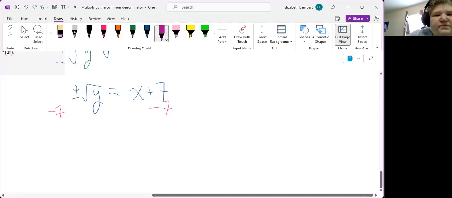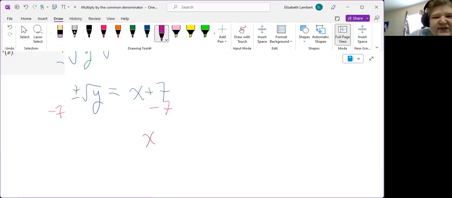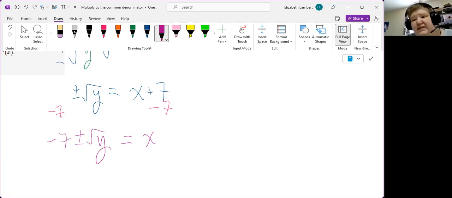So our end result here, we now have x isolated. We have -7 plus or minus the square root of y. So this is also a sign that this function was not one-to-one, because when I try to find the inverse, I have two functions here. Plus or minus is indicating it could be the plus root or the minus root, meaning it's two things.